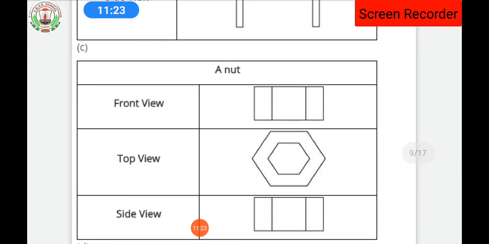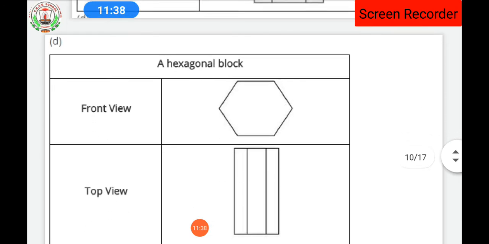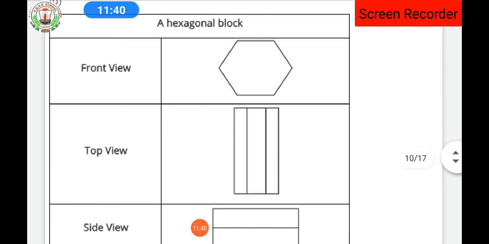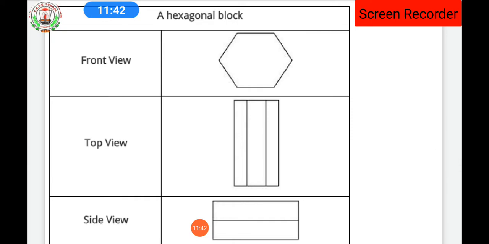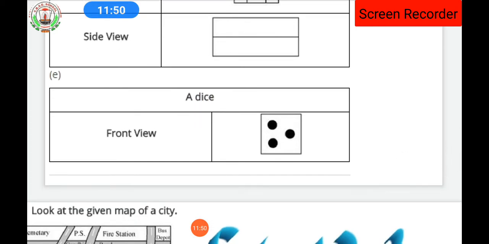Look at the C part, a nut is given, so its front view will be marked where the square and two rectangle shapes we can see. The top view will be a hexagonal shape and the side view will be the same as the front view, isn't it? So dear students, I think you understood all the solutions. Next one is a hexagonal block. In a hexagonal block, you can see how it looks. Here a die can look like this only.